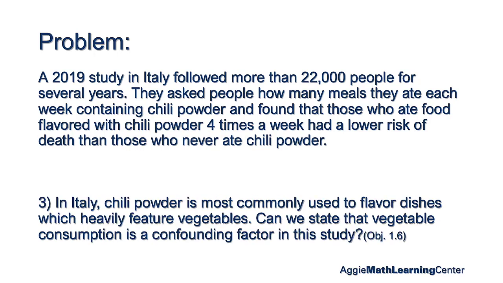Question 3. In Italy, chili powder is most commonly used to flavor dishes which heavily feature vegetables. Can we state that vegetable consumption is a confounding factor in this study? Pause to answer and then press play to check your work.